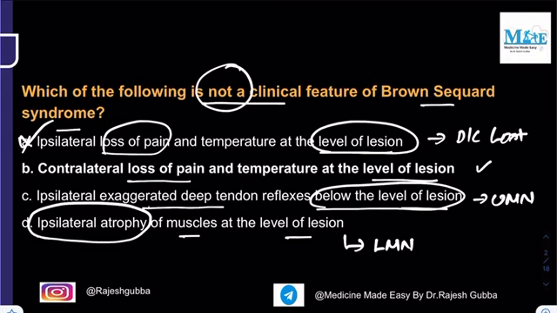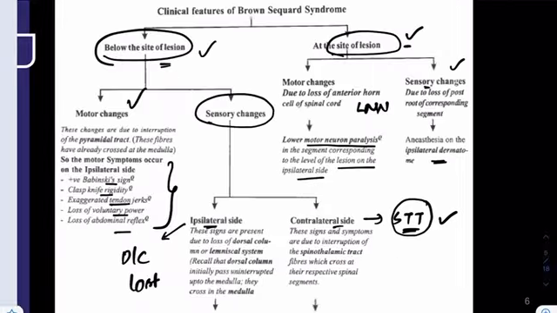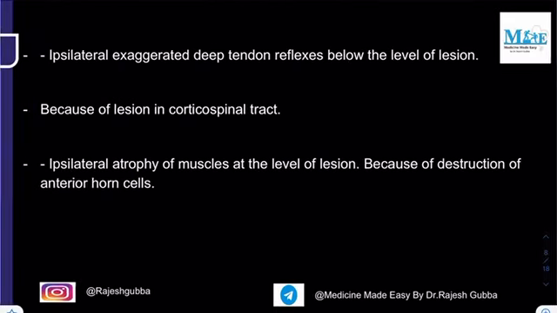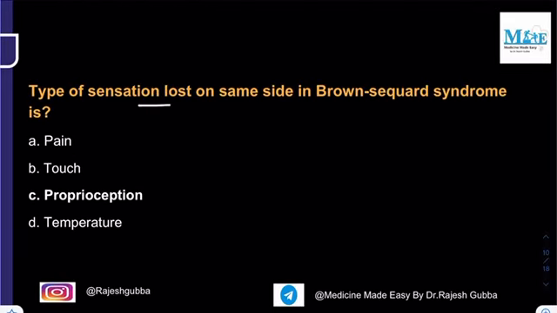Now we will move on to the next question. If you take the second question, the type of sensation lost on the same side in Brown-Sequard syndrome is pain, touch, proprioception, and temperature.